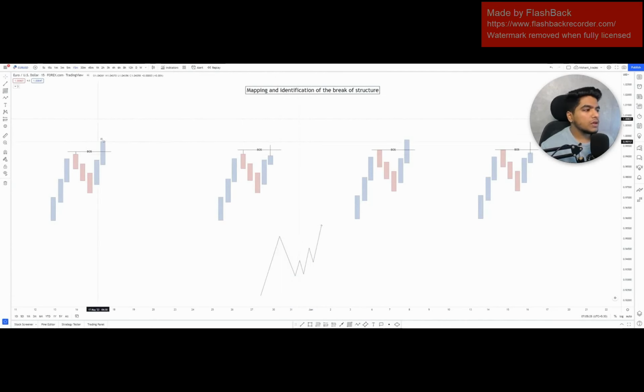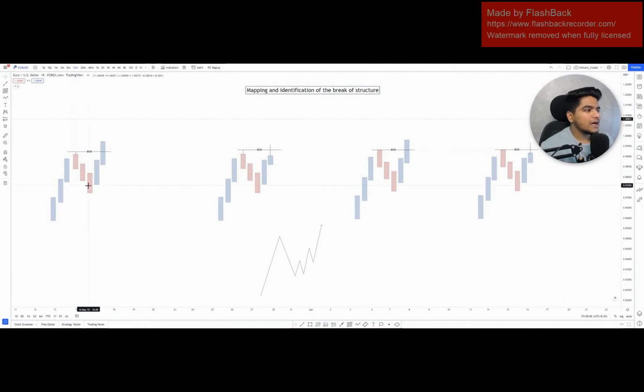Okay, so now in the first case, let's see what's happening. The mapping of the high is basically with the wick in this particular case, but in general it will be the highest point. Whatever we have printed over here will be the highest point. Now in this case, it was a wick. So that's the reason we mark our high with a wick.